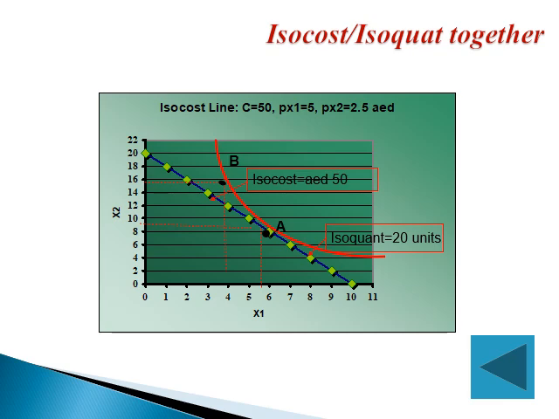What is the slope of the isocost? It is P of x1 divided by P of x2, which is the price ratio of the two variable inputs. What is the slope of the isoquant? It is delta x2 divided by delta x1, or MPP x1 divided by MPP x2, and remember all these slopes are negative.